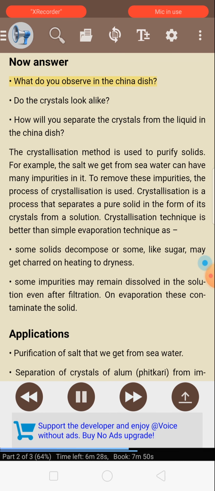Now answer. What do you observe in the china dish? Do the crystals look alike? How will you separate the crystals from the liquid in the china dish? The crystallization method is used to purify solids. For example, the salt we get from seawater can have many impurities in it. To remove these impurities, the process of crystallization is used.